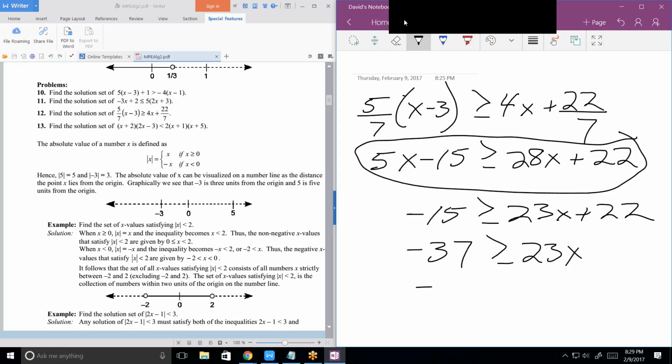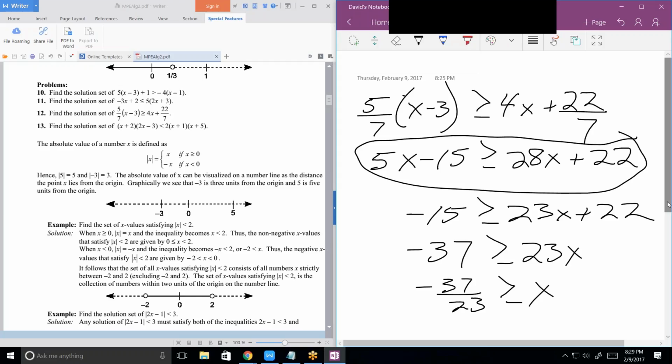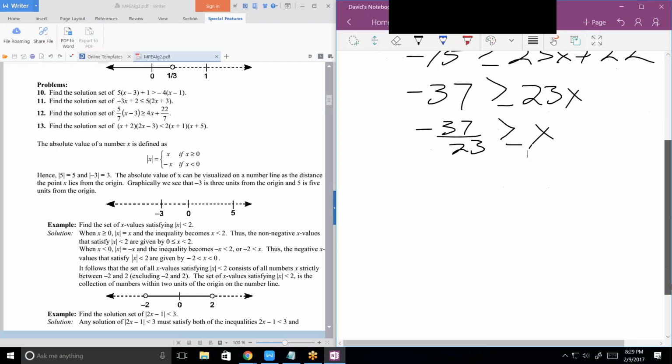Negative 37 over 23 is greater than or equal to x. And what if I wanted to put the x on the left side here? What would I do? Let's just say that I wanted to do that. Would you have to flip the sign too?